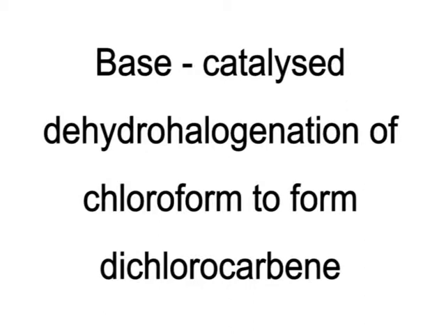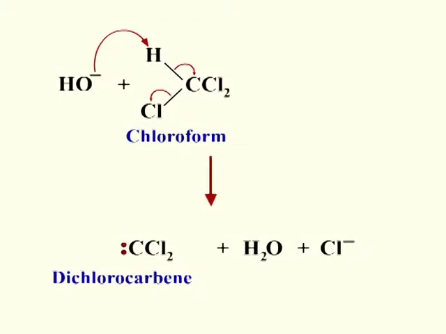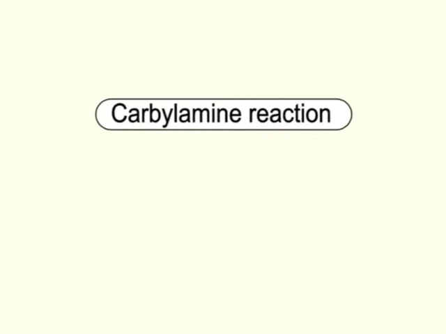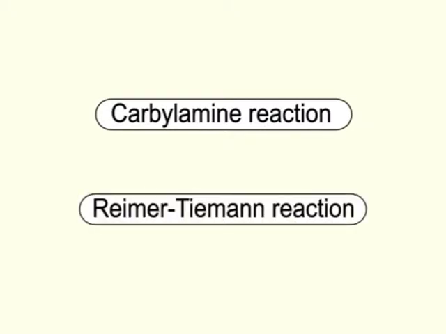Let us try to understand base-catalyzed dehydrohalogenation of chloroform to form dichlorocarbene. You see on the screen a base reacting with chloroform to form dichlorocarbene, water and chloride ions. Children, do you know dichlorocarbene is the reactive intermediate involved in the carbylamine reaction and rearrangement reaction?